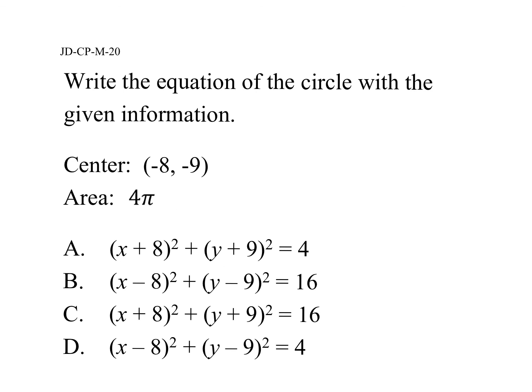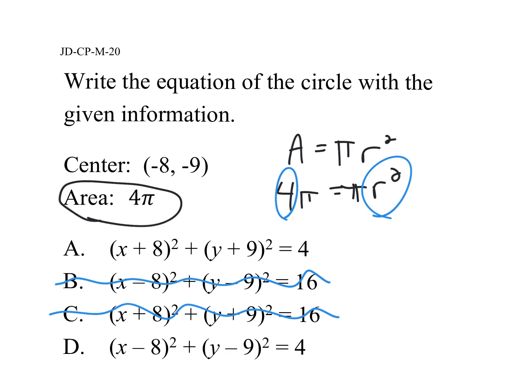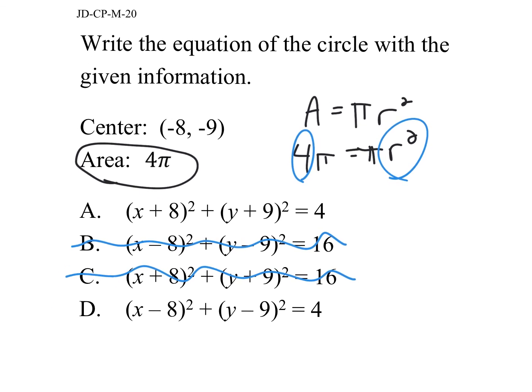Number 20, they've given us the center and they've given us the area. So if the area is 4 pi, area is pi r squared. So if you just think of that, the pi's are on both sides here if we substitute that in. So basically that tells me that the radius squared is equal to 4. And we can just keep it as the radius squared because radius squared is the right side of our equation. So that gets it down to either A or D. And then if you look at these have to be opposites. So plus 8 plus 9, that would be answer choice A.